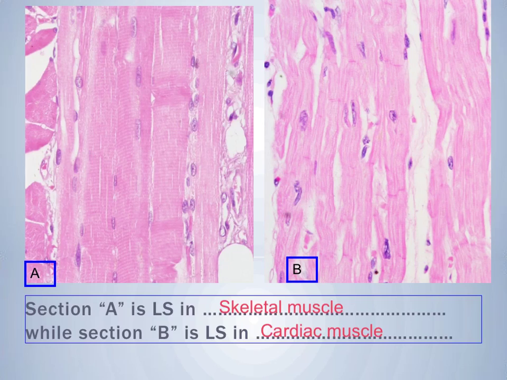But the types of junctions are not evident in the light microscope, but you should remember what the two types of junctions present in this intercalated disc are, and what the functions of this intercalated disc are. Of course, these are RBCs in blood capillaries in the endomysium in between the cardiac muscle fibers.